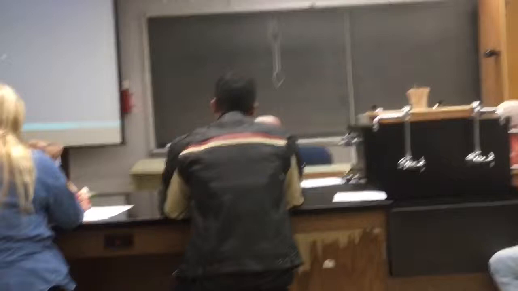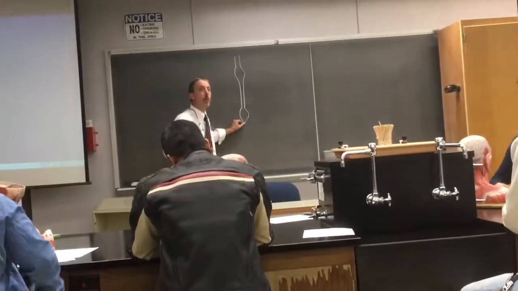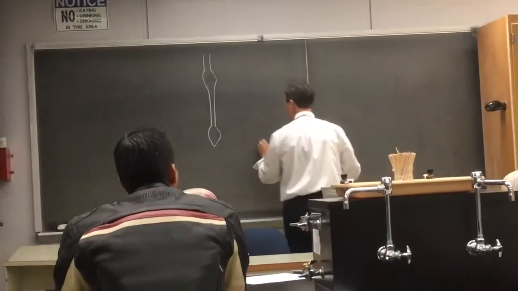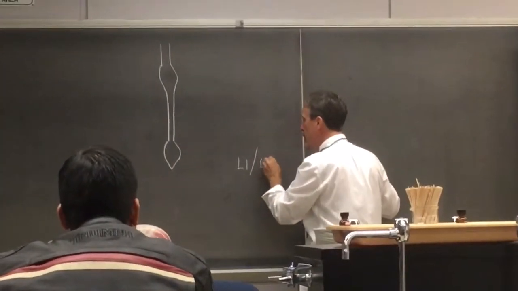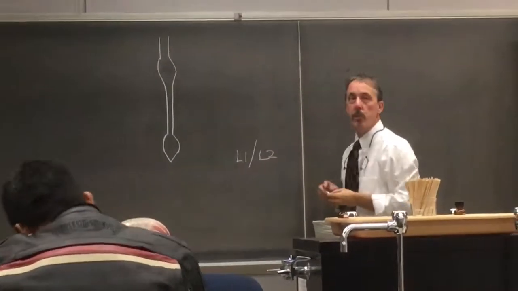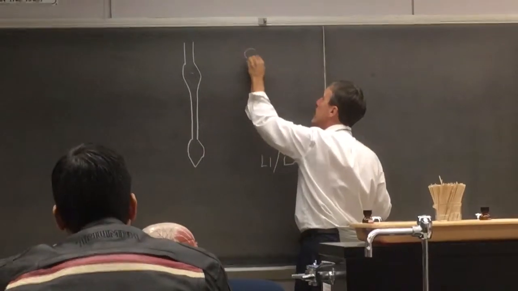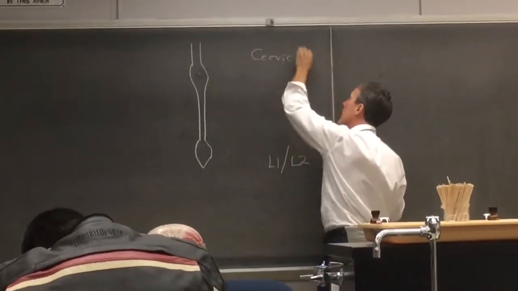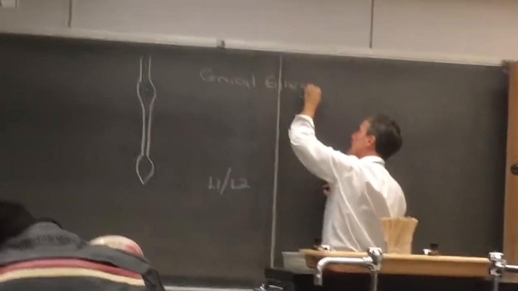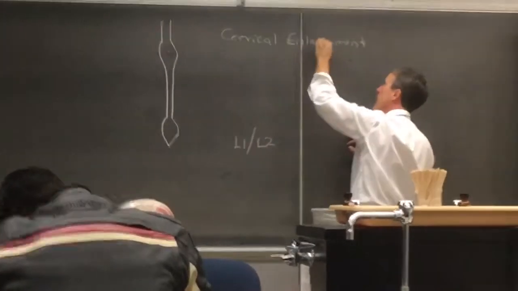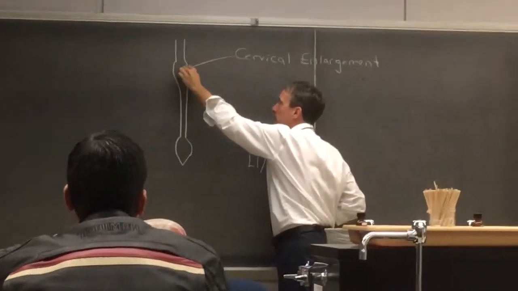Okay. So watch this, guys. This is the tip of the spinal cord. So what's the level there? A vertebrae level? L1, L2. So this is where we're at. We're at the L1, L2 level. So watch this. This swelling right here is called the cervical enlargement. Cervical enlargement. All right, so that's the swelling right there.